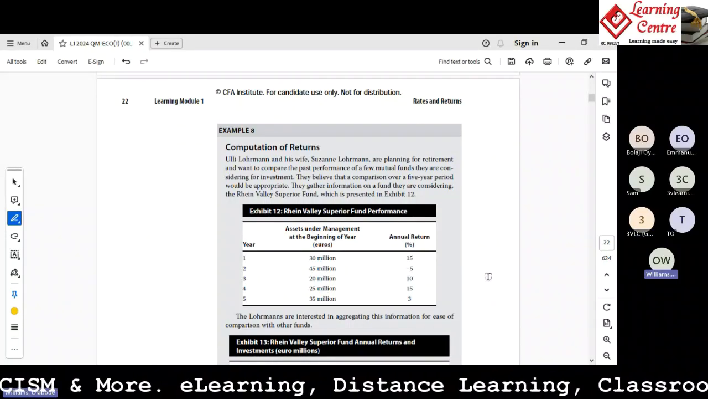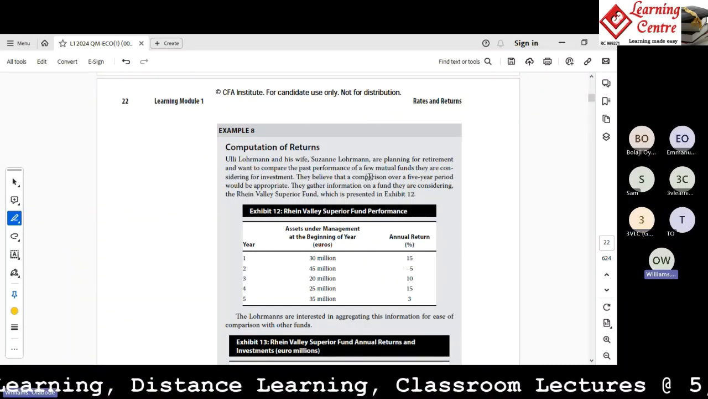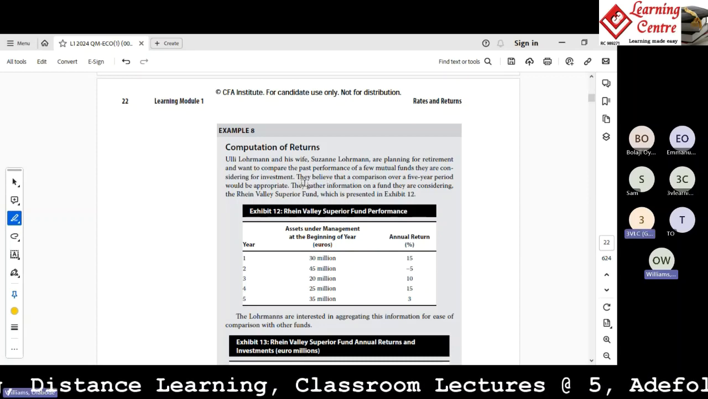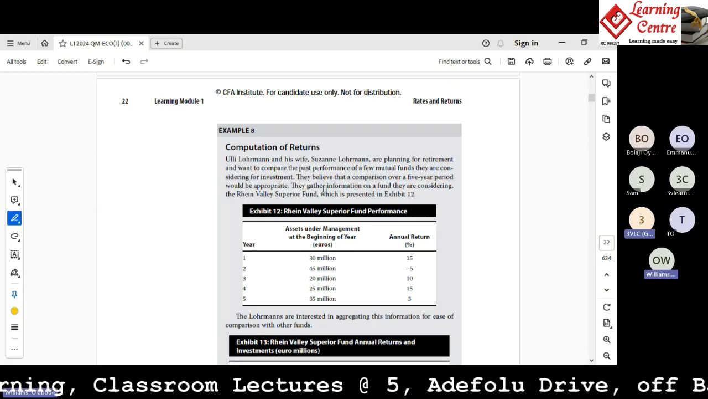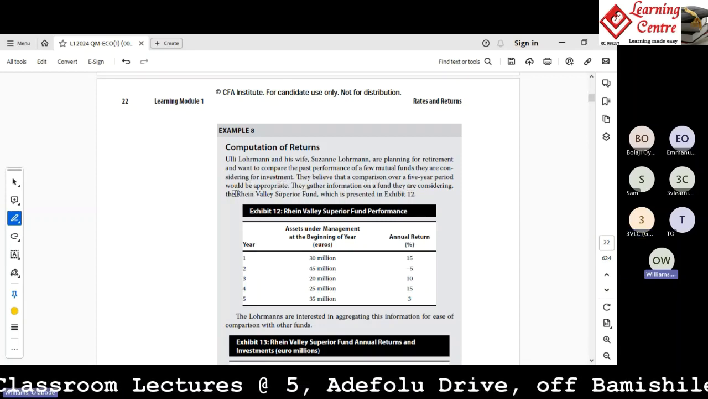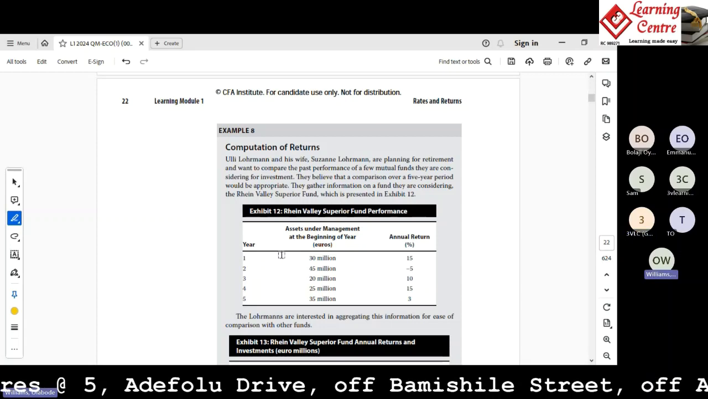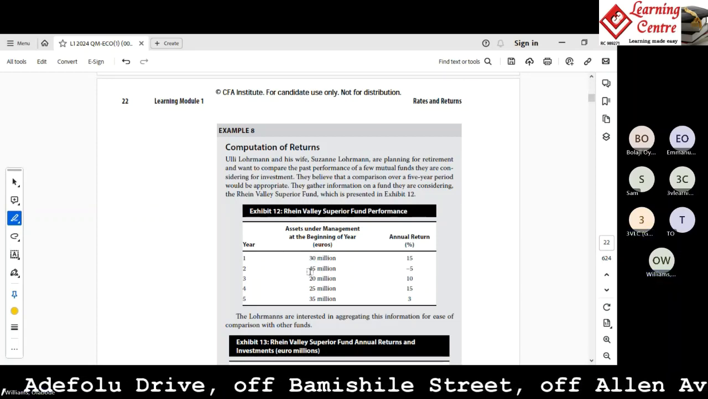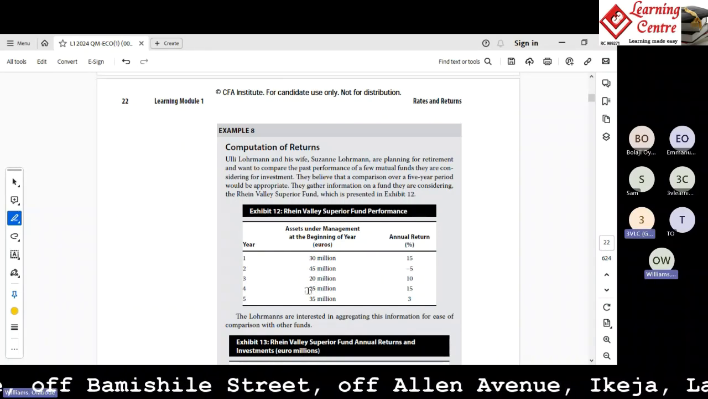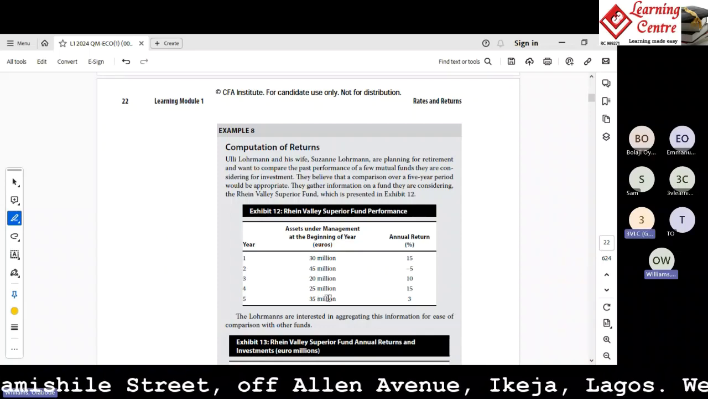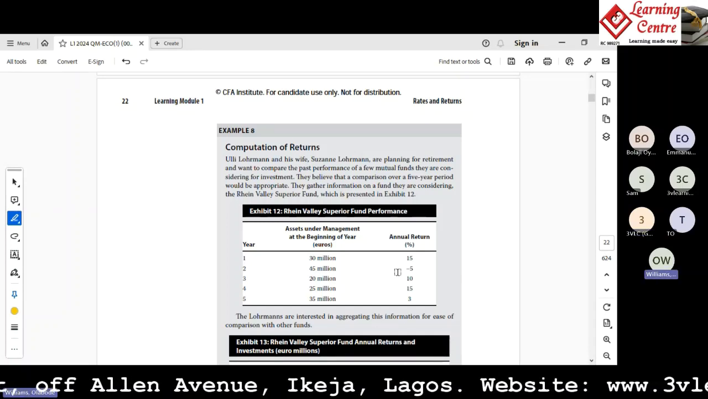Uli Lohman and his wife Suzanne Lohman are planning for retirement and want to compare the past performance of a few mutual funds that they are considering for investment. They believe that a comparison over a 5-year period would be appropriate, right? They gather information on a fund they are considering, the Rain Valley Superior Fund, which is presented in Exhibit 12. So in year 1 up to year 5, assets under management are given as 30, 45, 20, 50, 25, and then 35. And then you have the annual returns as well.